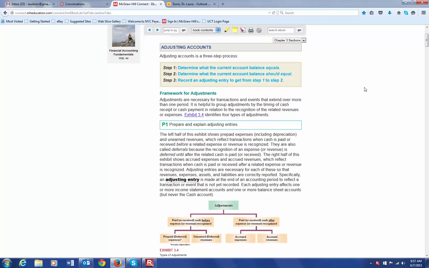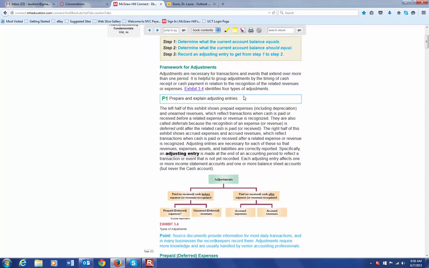All right, let's talk about how you actually go about adjusting accounts. Here in your book, it explains that adjusting accounts is a three-step process. You determine what the account balance currently is, you determine what it should be, and then you record the adjusting entry to get 1 to equal 2. Let's talk more about that.